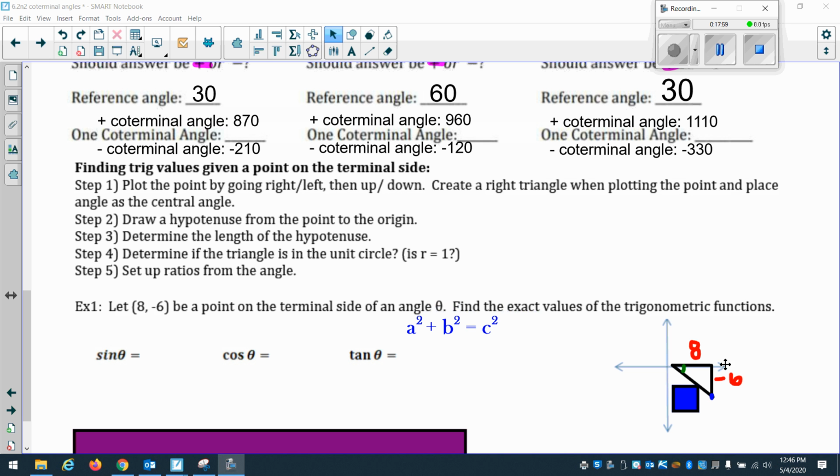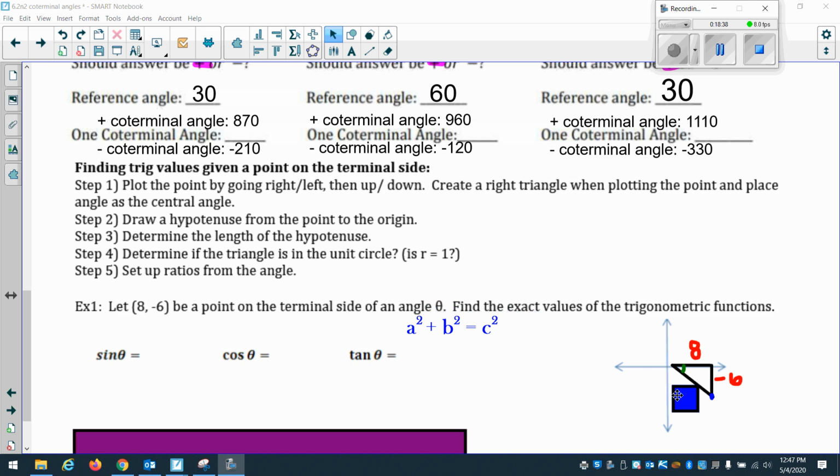So this blue dot here was 8, -6. But if you notice, I drew the triangle, drew the point first, then I drew the point by going right and then down. Okay, then I drew the hypotenuse as well. We're trying to find the length of the hypotenuse because we're given the x value and the y value. Now, since I knew this was in the fourth quadrant, I knew it was in the fourth quadrant because my x is positive and my y is negative.